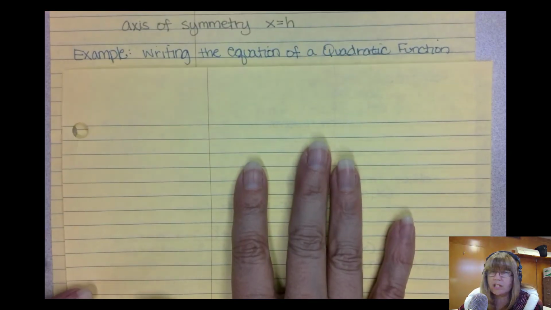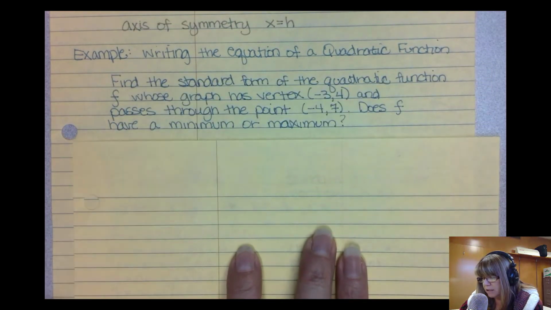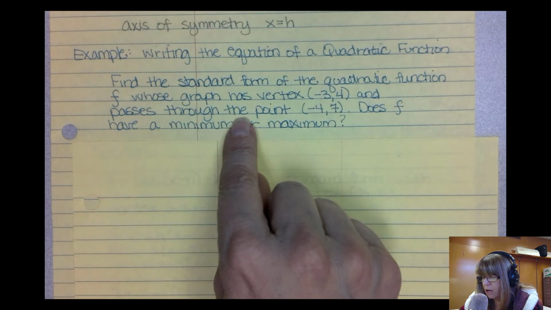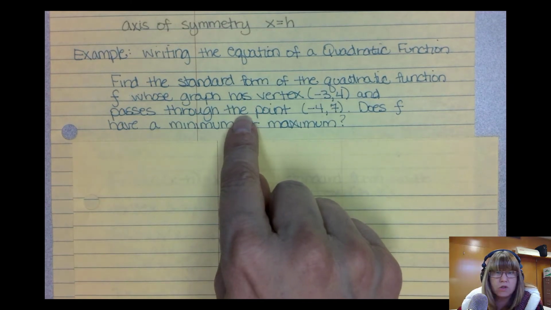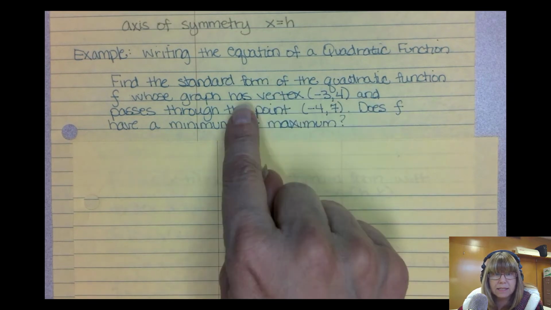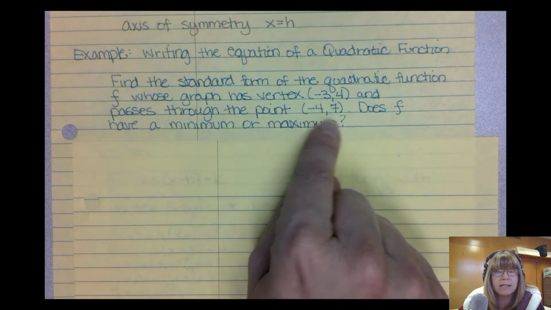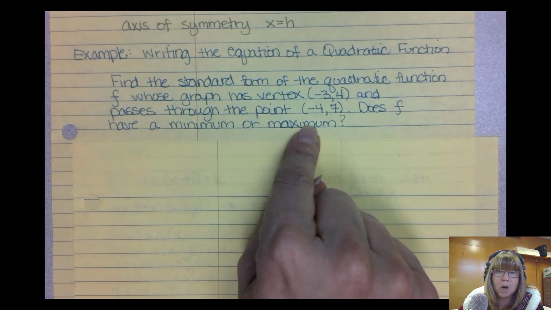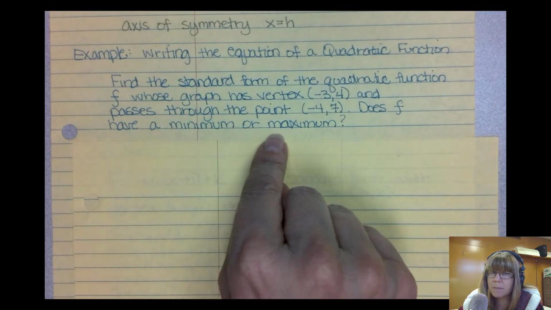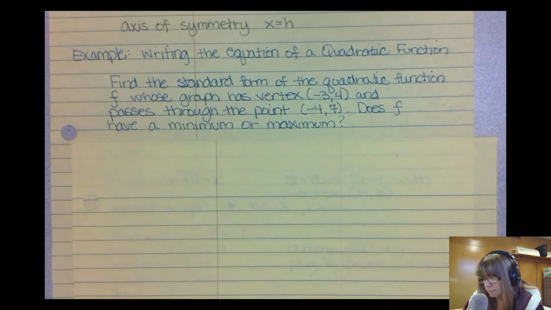Writing our equation of a quadratic function. So we want to find the standard form of a quadratic function, f, whose graph has a vertex of (-3, 4) and passes through the point (-4, 7). Does f have a minimum or a maximum? We know with a parabola, we do have a minimum or a maximum, but we just don't know, is this vertex a minimum or maximum? So we're going to figure this out.